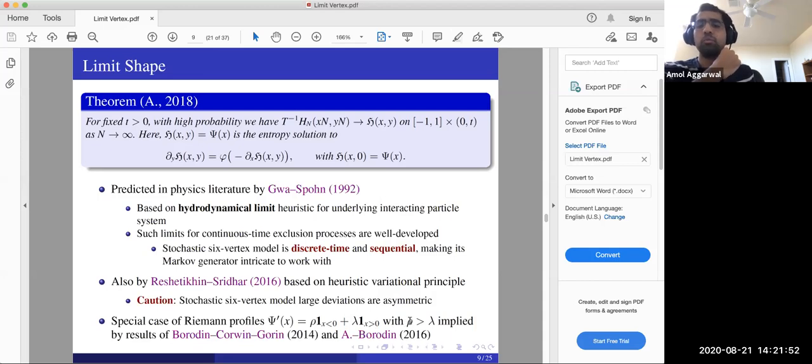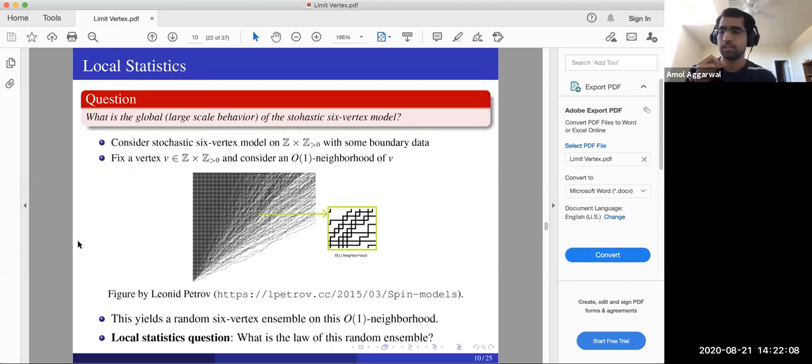And for rho bigger than lambda, this theorem was more or less proven by results of Borodin, Corwin, and Gorin, and also myself and Borodin. Okay, so those are the limit shape results. Let me talk about the local statistics now.